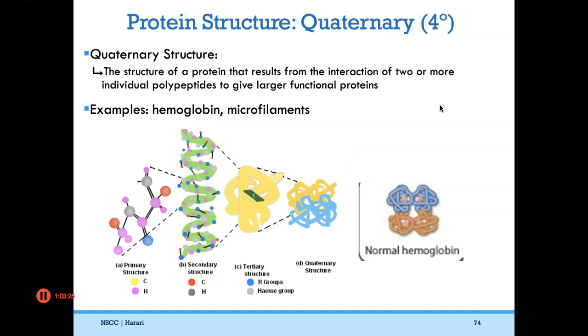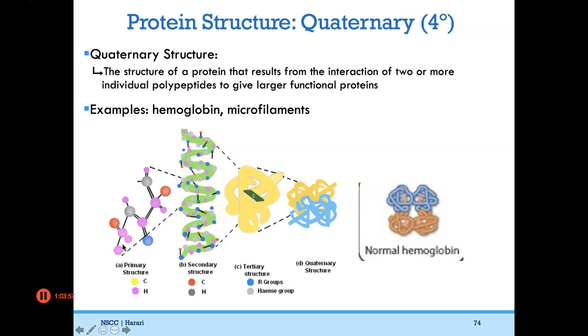Finally, we have the quaternary structure of a protein, which is not found in all proteins. So only certain proteins have quaternary structure. And quaternary structure is the structure of a protein that results when two or more separate polypeptides interact to give a larger protein complex. So an example is hemoglobin. Hemoglobin is found in our blood cells, a lot of it. And hemoglobin is actually four separate subunits.